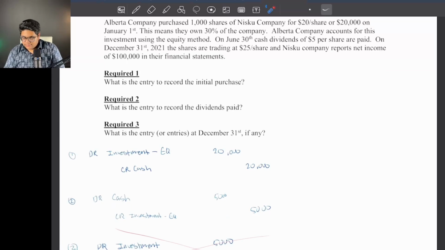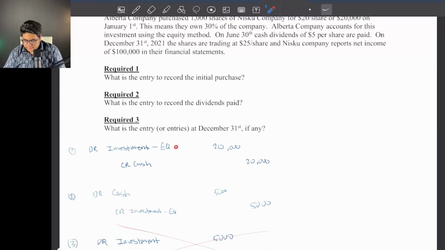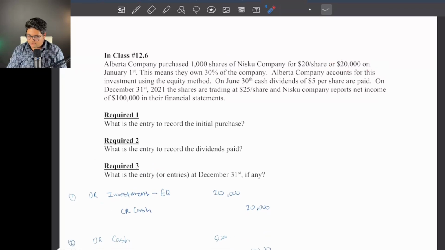So what is the entry to record the initial purchase? Same as everything, debit investment, we're just going to write equity to make things a bit organized, and we're going to credit cash, and we bought this at $20,000 total value.